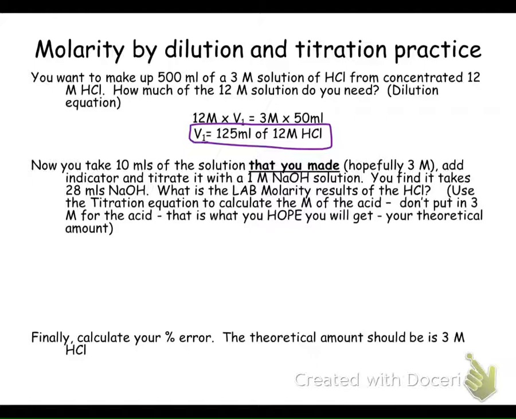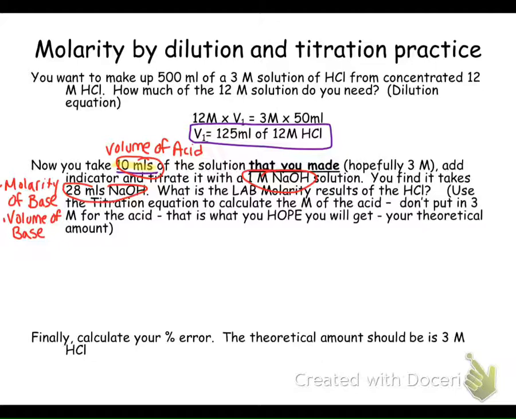Now this is going to prep us for our lab, because you're going to do a calculation for a dilution, and then you are going to actually titrate to see how well you did. Let's say we made up our dilution acid, and we take 10 mL of the solution that I made. Hopefully it's 3 molar, but we're going to check that out. I add an indicator and titrate it with 1 molar NaOH, and I find that it takes 28 mL of NaOH to reach my endpoint or equivalence point.